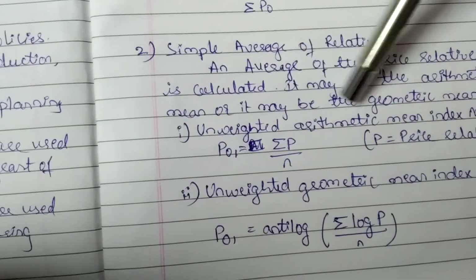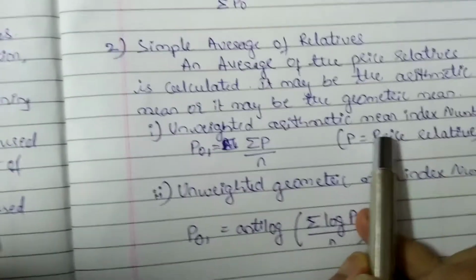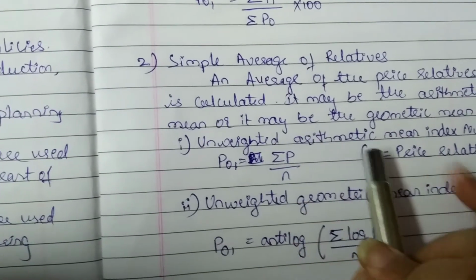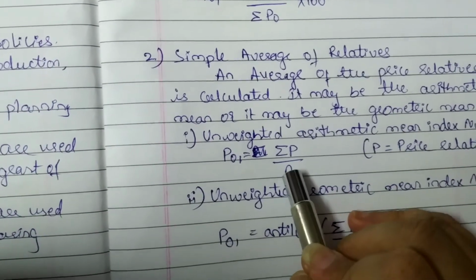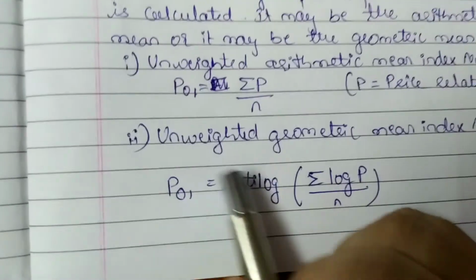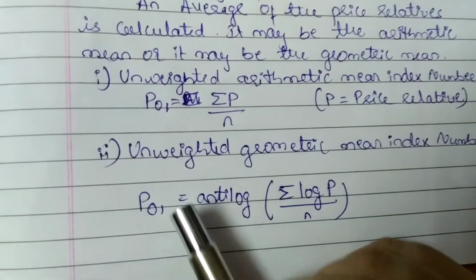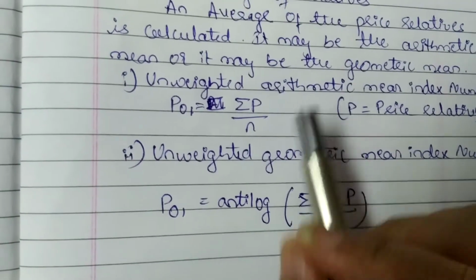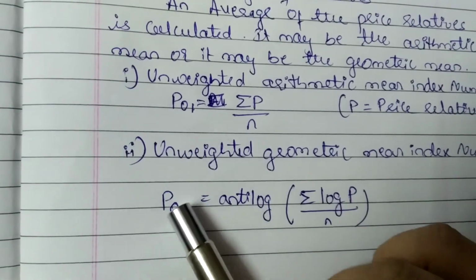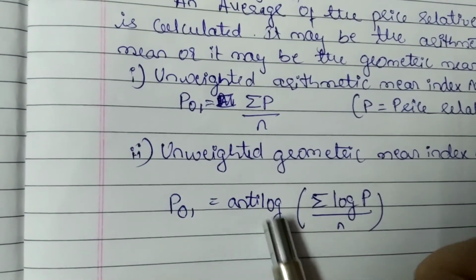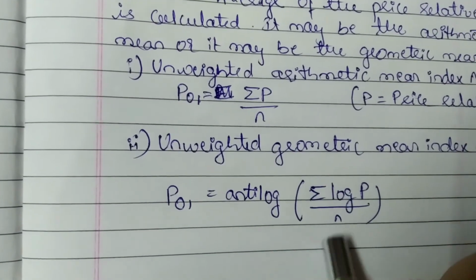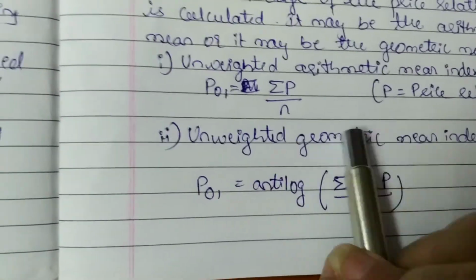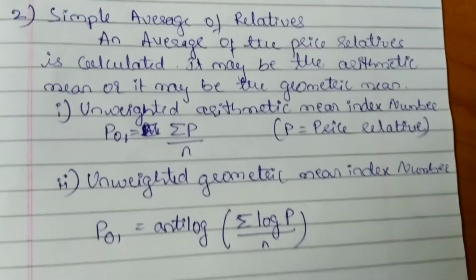When it is the unweighted arithmetic mean, the formula will be P01 equals sum of P divided by n, where P is the price relative and n is the number of values. For the unweighted geometric mean index number, it will be the anti-log. Here we are going to use the logarithm table for the calculation of the geometric mean of the unweighted index number. So P01 equals anti-log of sum of log P divided by n. So it relates to the unweighted geometric mean. Okay, thank you.